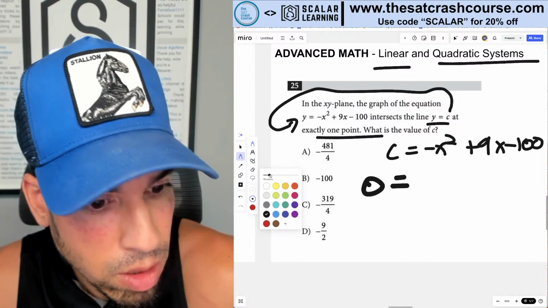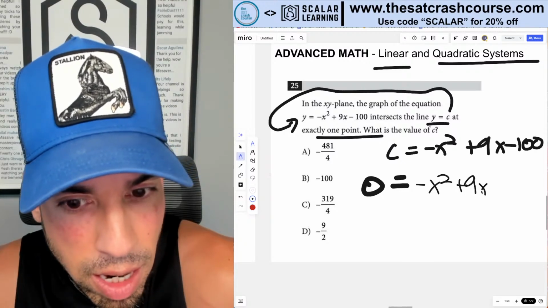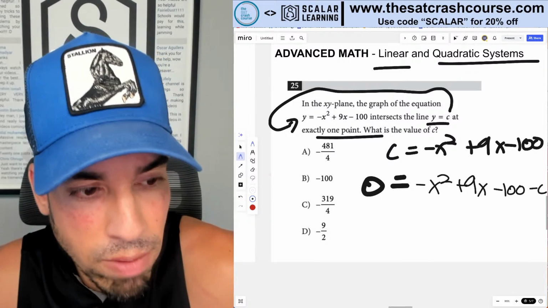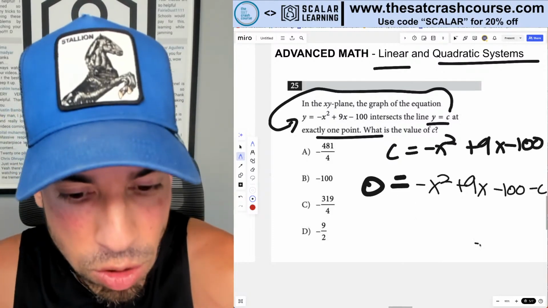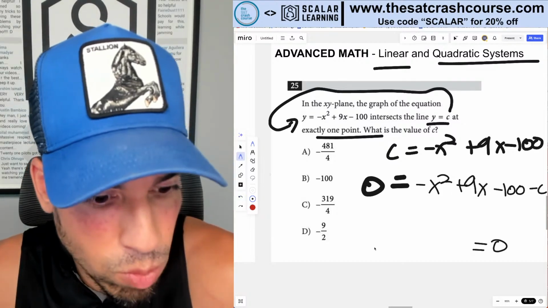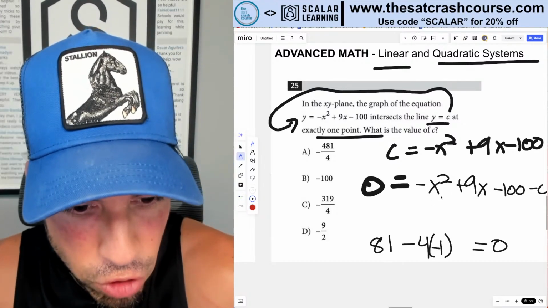Make this a little thinner. And we got negative x squared plus 9x minus 100 minus c. Now, the discriminant when we have one solution is equal to 0. So what's my discriminant? b squared, that's b, which is 81, minus 4 times a, which is negative 1. It's that coefficient from the x squared.